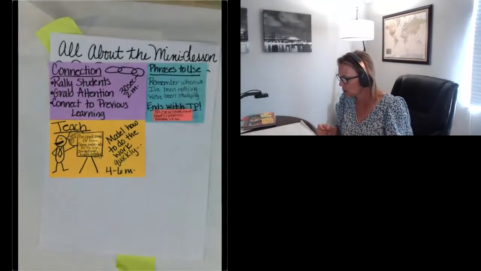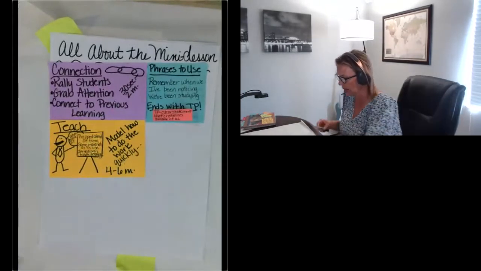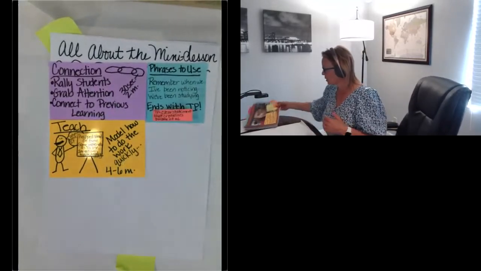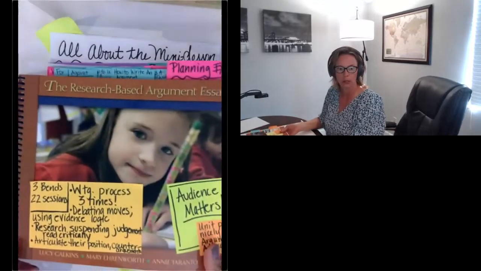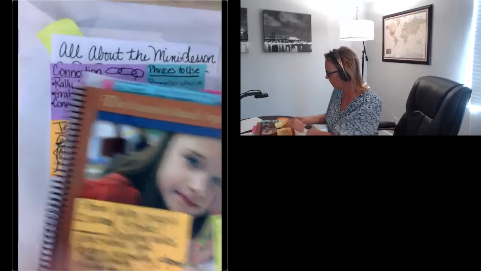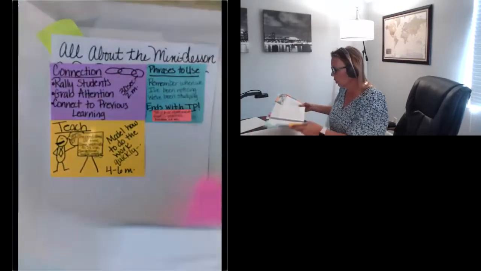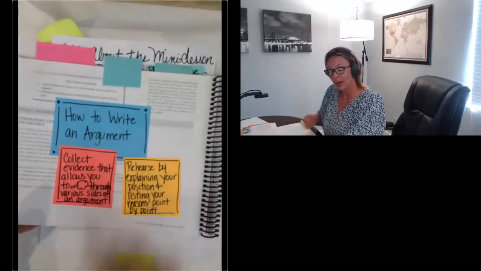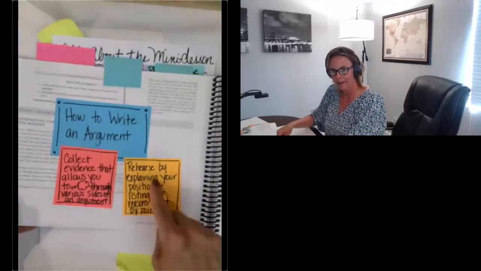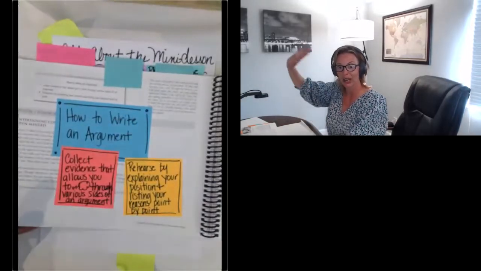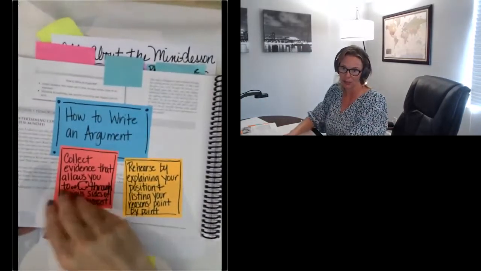Some things that I do is I prep ahead of time the materials that I'm going to be using with the students. So I'm going to pull in front of you and show you this research-based argument essay. I think this is 5th grade. When I'm teaching, I already have the Post-its in here ready to go so that I can do that immediately in front of the students.